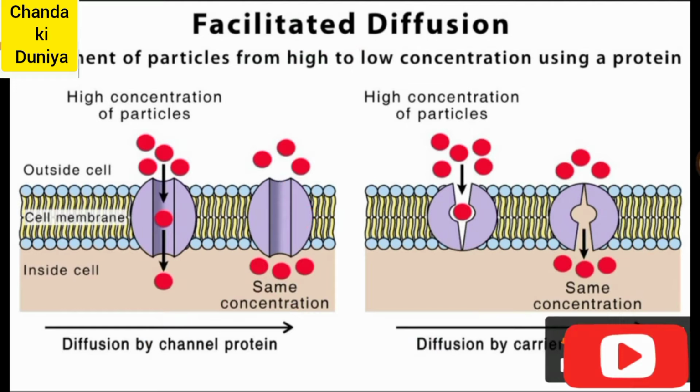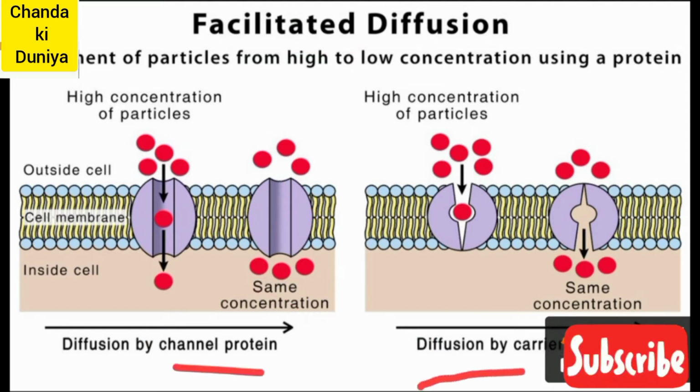Now what happens in the carrier protein? Now let's talk about diffusion by carrier proteins. First of all, the protein will bind with the molecules. Proteins will take them from one side towards the other side. So carrier proteins will take the molecule and carry it to the other side of the area.